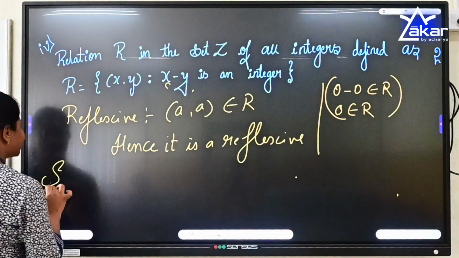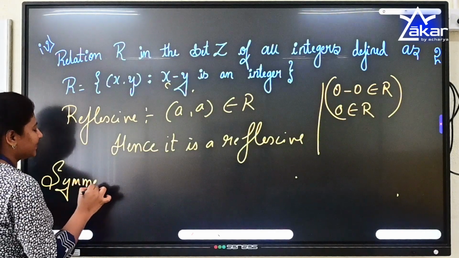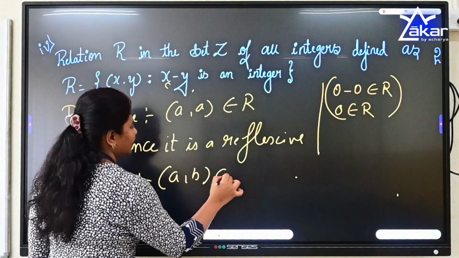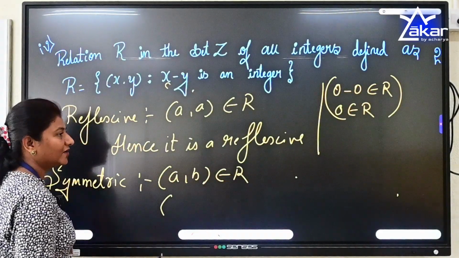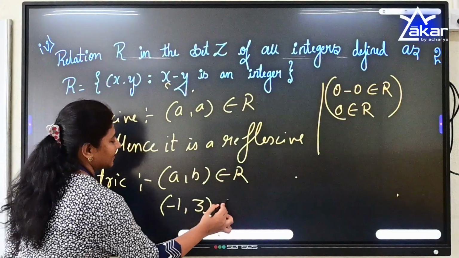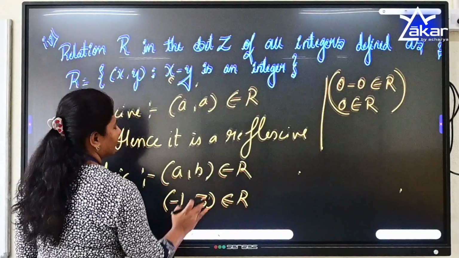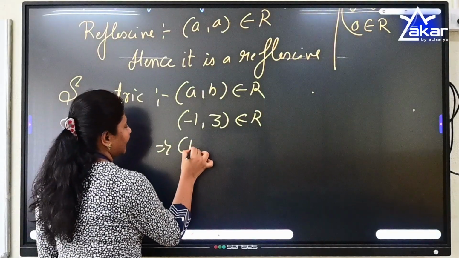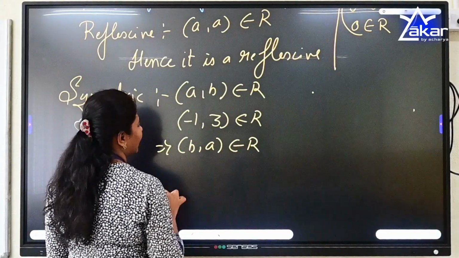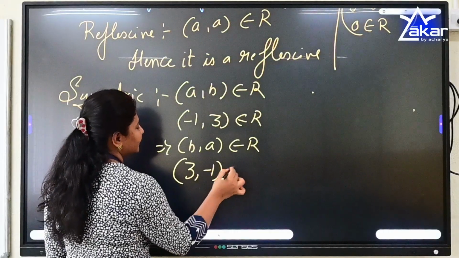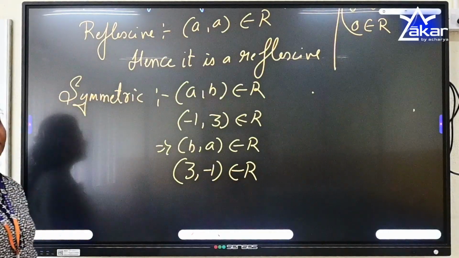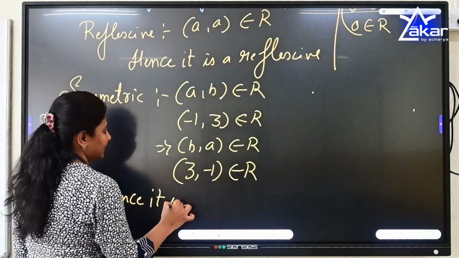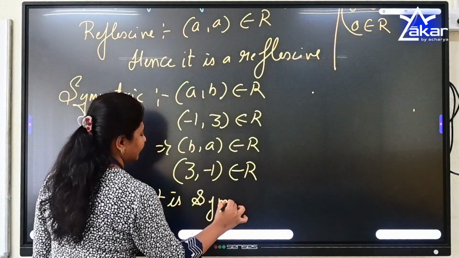Next, when it comes to symmetric conditions, same condition, symmetric. What does it say? A comma B belongs to R. You can take any element, that is, -1 and 3 belongs to R. So for the given elements, B comma A also belongs to R. That is, 3 comma -1 also belongs to R. Therefore, hence it is symmetric. It is possible, symmetric.